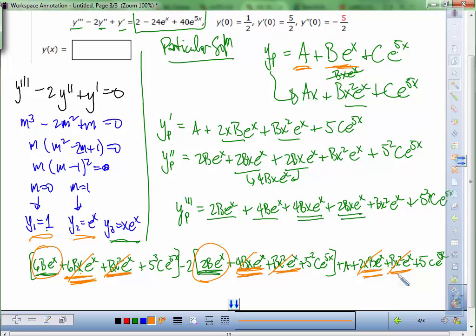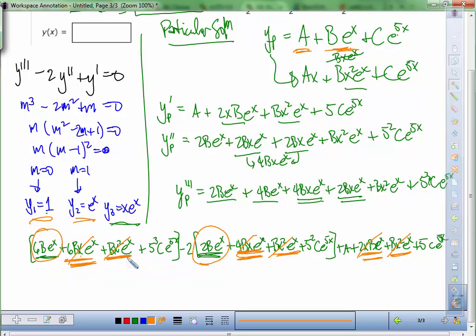this first one didn't have a plain e to the x, did it? Nope. So now I got the terms with an e to the x here. And that would be 6b minus 4, so it's 2b e to the x. Is that correct? I also have one constant a sitting out there.